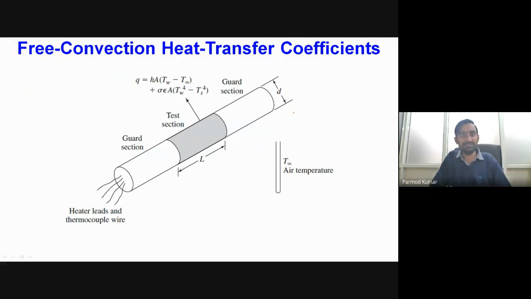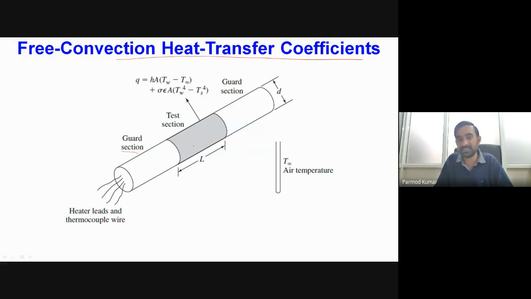Now another situation I have considered here is that of the free convection heat transfer coefficient. Here we have a rod of diameter d, and inside this rod we have some heaters mounted. Obviously when we supply electrical energy, we will have generation of heat. In order to maintain the surface of our test section at a constant temperature, we have to avoid edge effects. So we have considered two guard sections with guard heaters, which will try to maintain the temperature of the test section almost uniform.